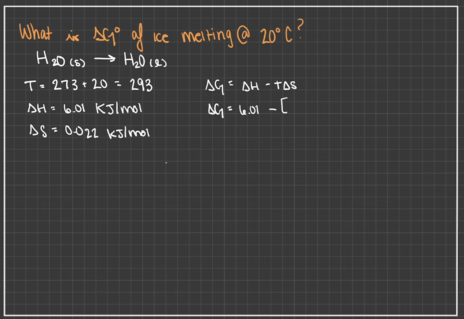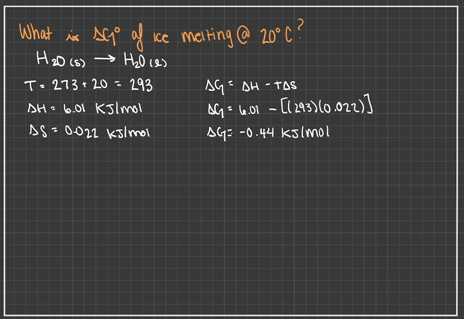So our Gibbs free energy turns out to be negative 0.44 kilojoules per mole. This means that our reaction is spontaneous, which means that it favors the products. This also means that heat or energy is actually a product of our reaction.